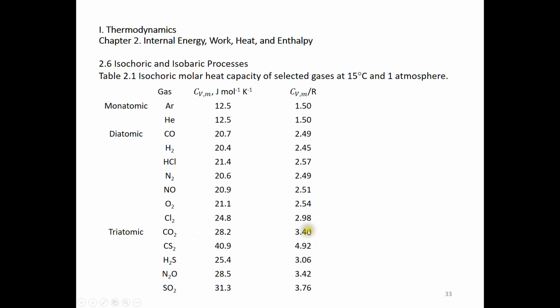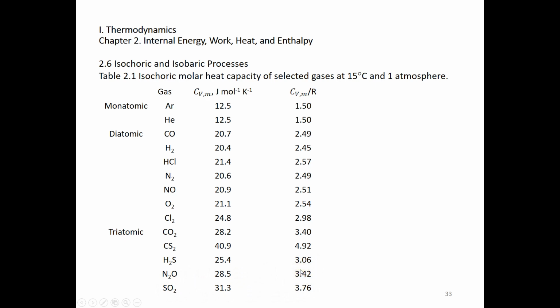Now let's look at a nonlinear molecule like H2S, hydrogen sulfide. It's a bit more than 3 R. This is nonlinear, so we have 3 translations and 3 rotations. Our prediction is just 3 R. And why 3.06? Well, just a little bit from vibration. And we mentioned SO2, a lot more than 3, and N2O, significantly more than 3.